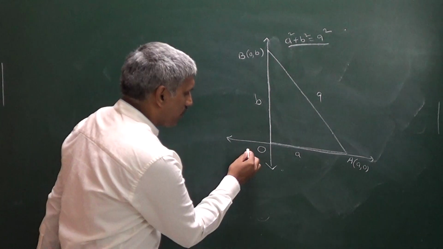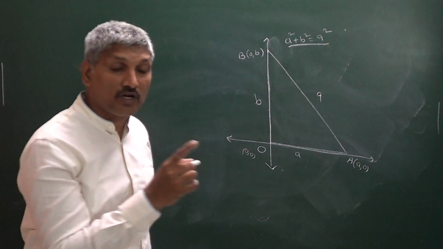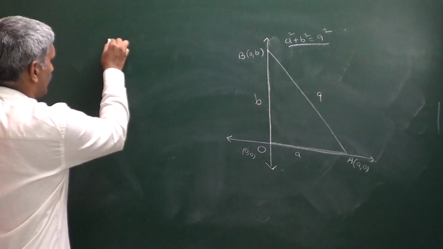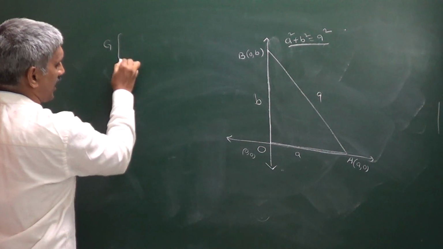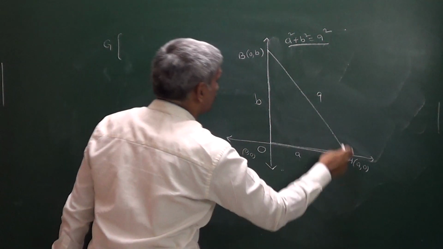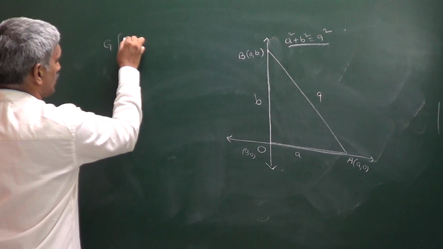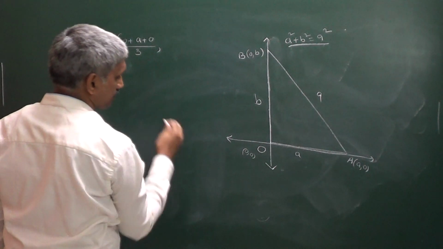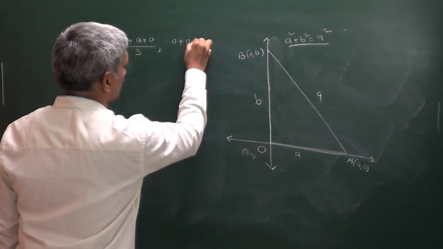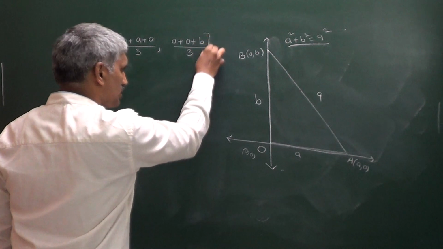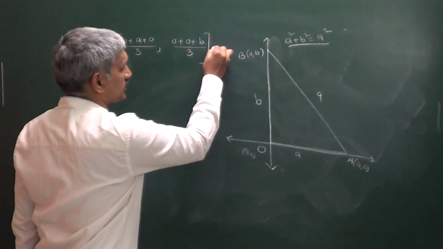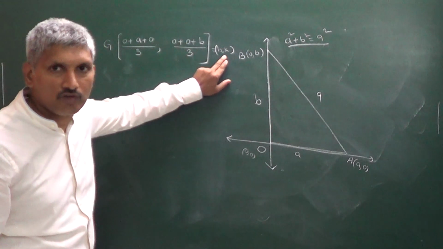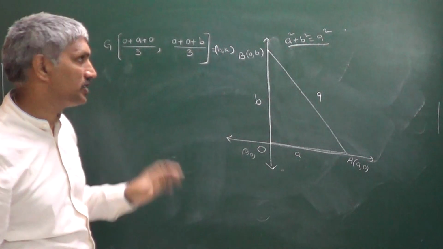Now can you tell me what is the centroid of triangle OAB? Because the locus of the centroid of triangle OAB we have to find out. The centroid is (x1 plus x2 plus x3) by 3, that is (0 plus a plus 0) divided by 3, and next (0 plus 0 plus b) divided by 3. That is the centroid, and its locus is required. That's why we assume the centroid as (h, k).